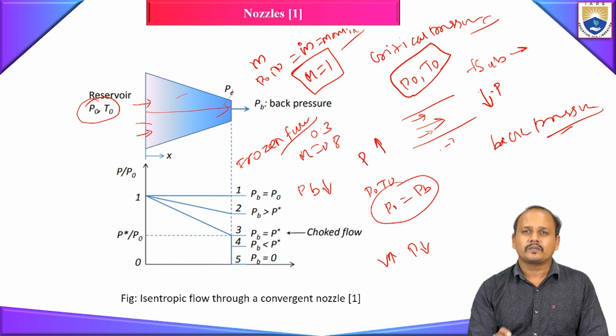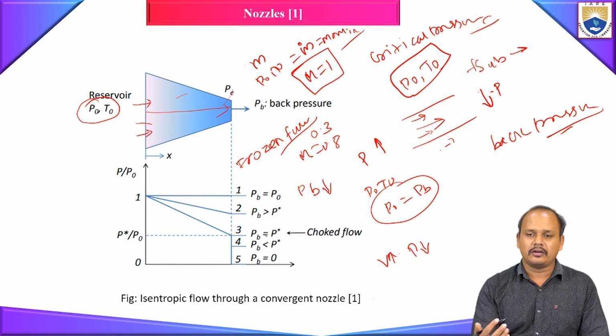Now you could ask, you said that if I create a pressure difference, your flow will be accelerated. The higher the pressure difference, the higher the acceleration you will get. That is the normal logic, right? But why am I not getting the acceleration if I reduce my pressure below P star?